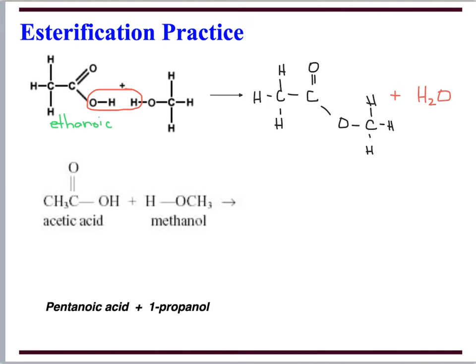So this was ethanoic acid reacted with the yellow part to the name, which was methanol. So when I put it together, I get the yellow part of the name, which is methyl. And then I get the green part of the name, ethanoate.